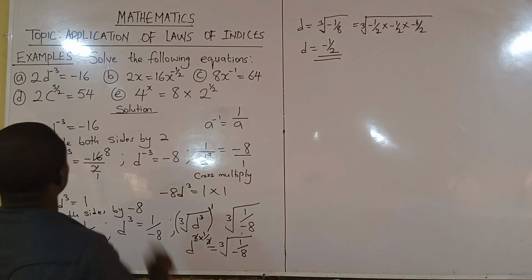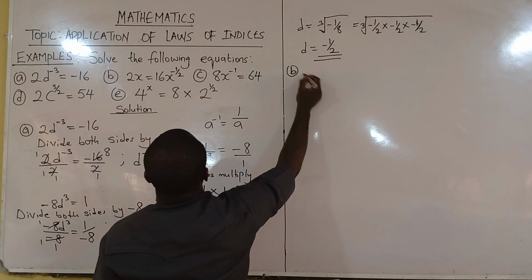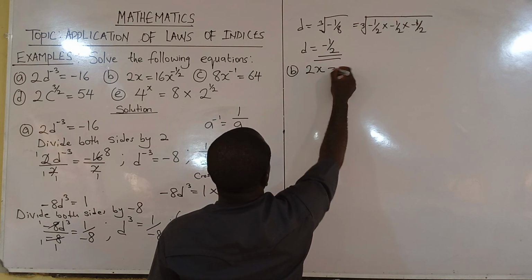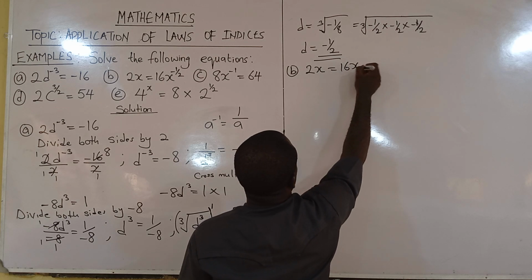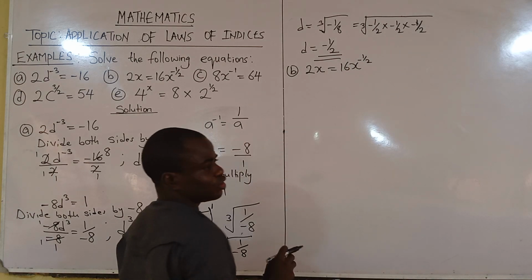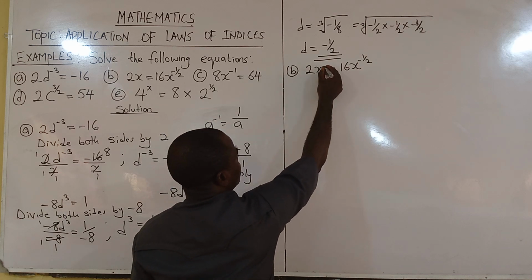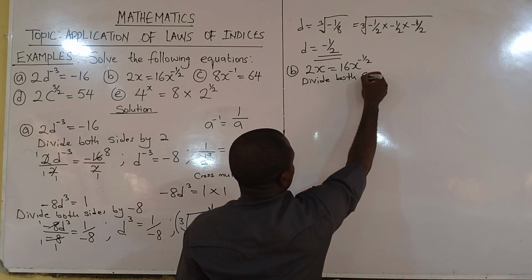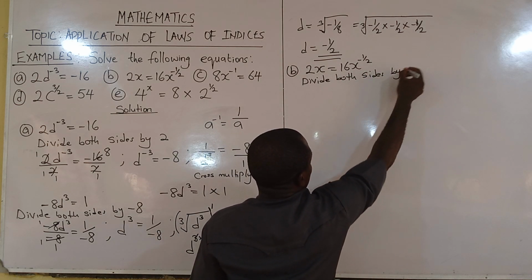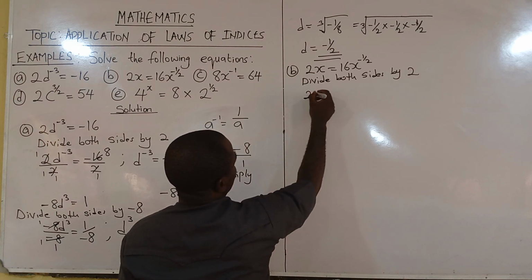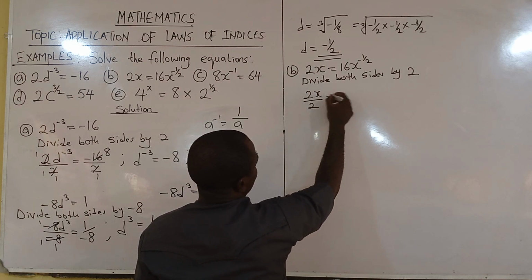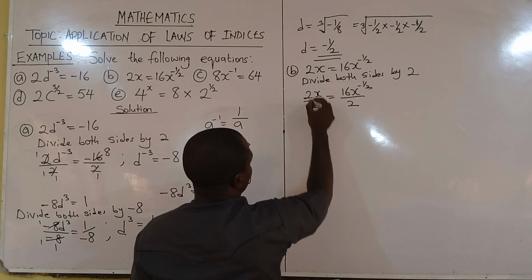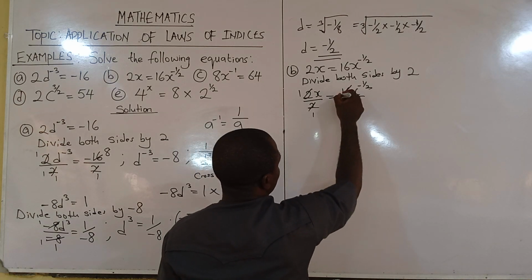Now let's go to the second question, B. It says 2x equals 16x raised to the power minus half. The first thing to do is to remove the coefficient of x, so divide both sides by 2. Now we have 2x divided by 2 equals 16x raised to the power minus half divided by 2. 2 goes into 2 one time, and 2 goes into 16 eight times.